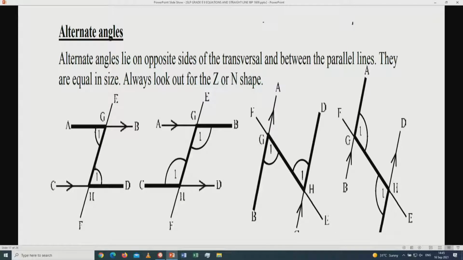Another one is, again, looking at the properties. We are still on the parallel lines. We're still on the relationships of the angles. But let's check here what is happening.